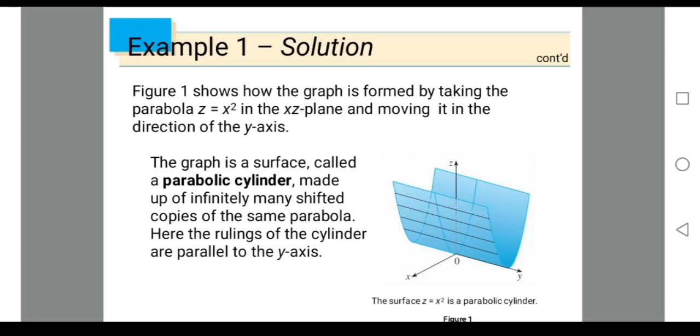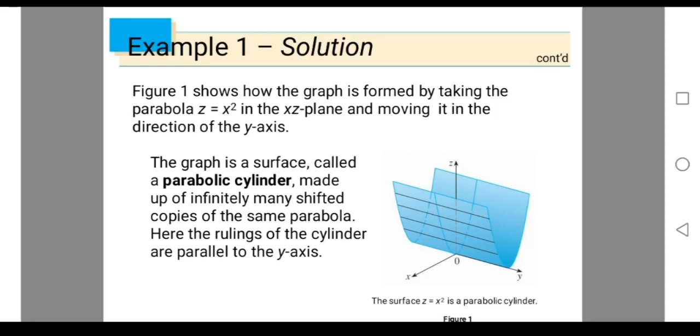Whenever we have the cylinder, that will be moving in this particular direction when we have that missing variable. So the graph is a surface called a parabolic cylinder, made up of infinitely many shifted copies of the same parabola. Here the rulings of the cylinder are parallel to the y-axis.